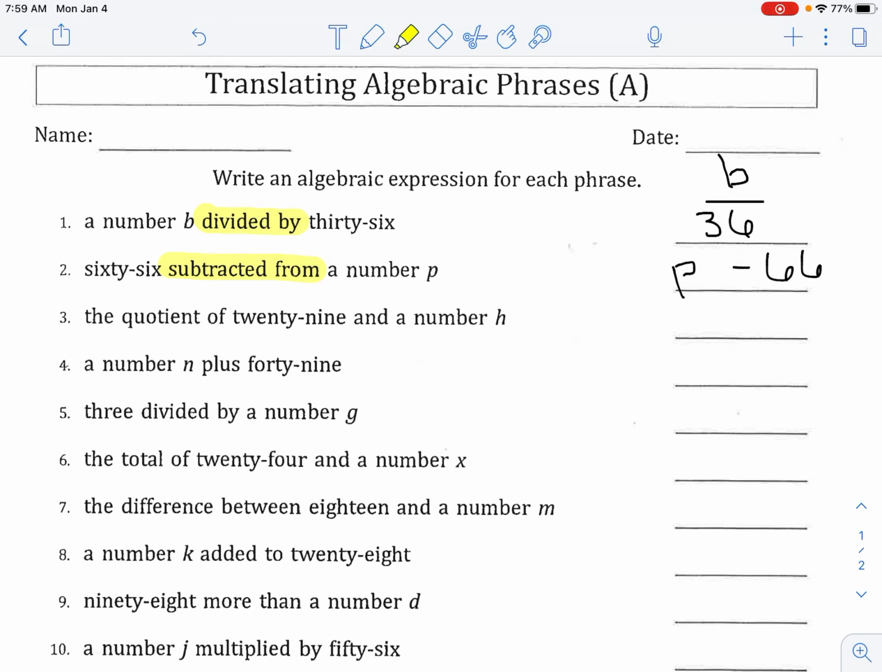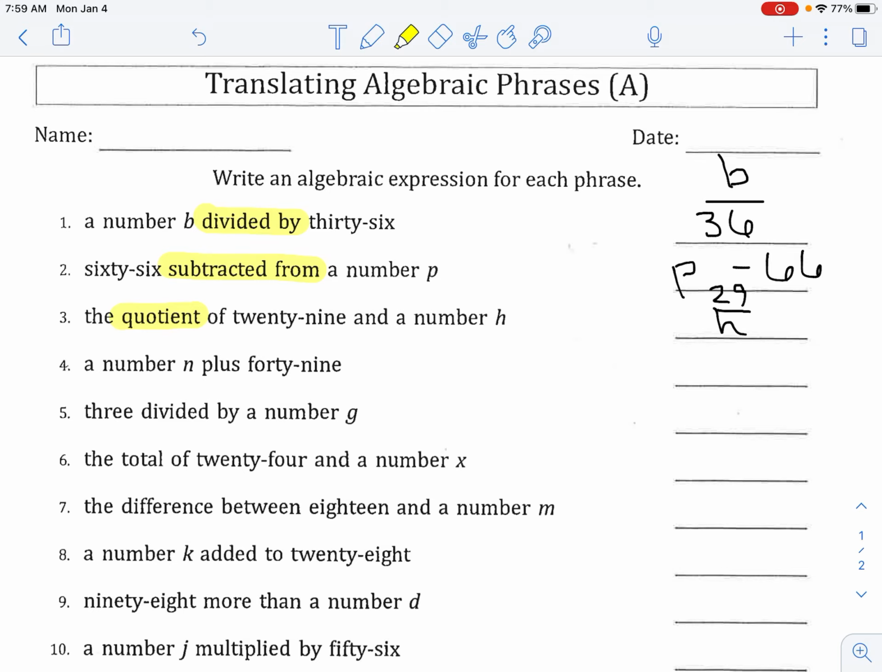Number three, the quotient. The quotient is the answer to a division problem, so we need a fraction bar. The quotient of 29 and a number h. So 29 is going to go on the top and h is going to go on the bottom.